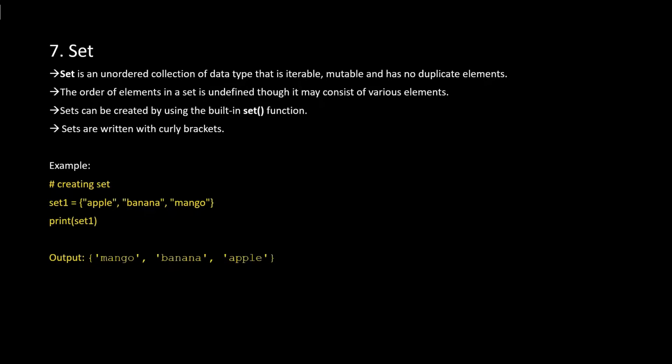We write sets in curly brackets, whereas dictionaries are also written in curly brackets. Here is an example so you can clearly understand sets. Creating set1 equals, in between the curly brackets, I am passing apple, banana, mango. Print set1, and we get the output as mango, banana, apple. So this is unordered and undefined. What we give as input in one order, we get as output in another order.